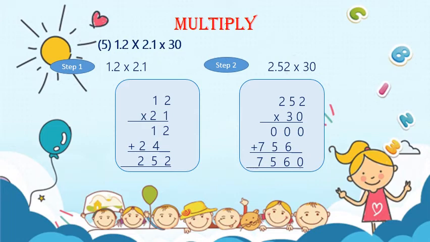We get 7560. Now what we are going to do, this is the product and we will place two decimal places in the product. So what we will do, we will place the decimal point before 6 and so our final product will be 75.60 and since 0 has no value, so we can write 75.6.